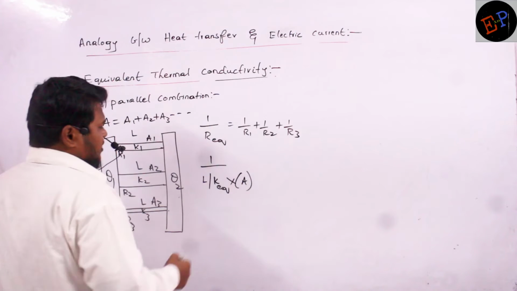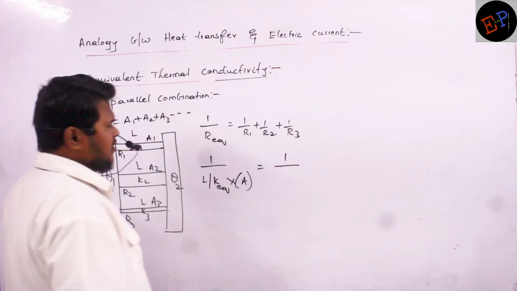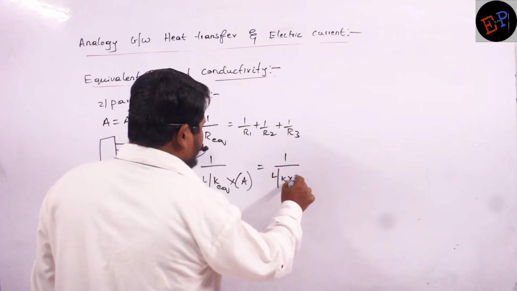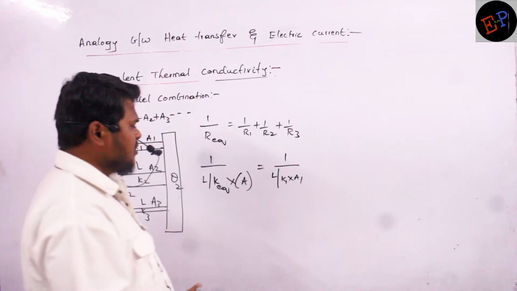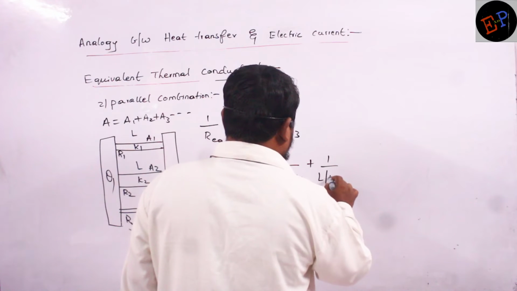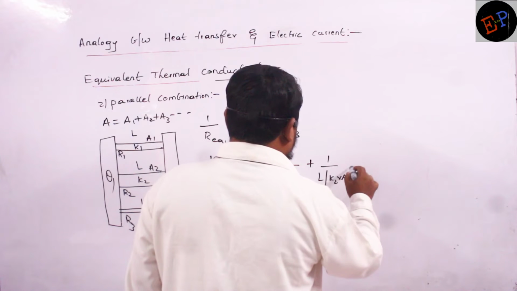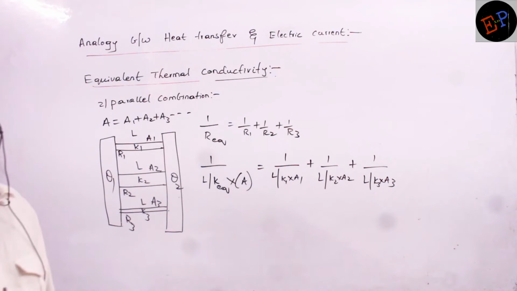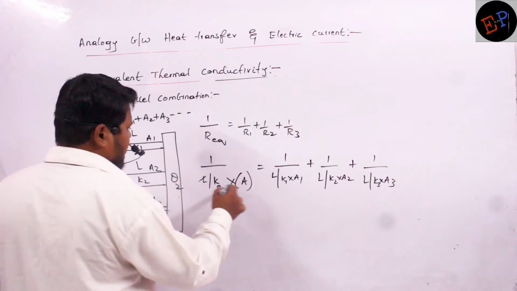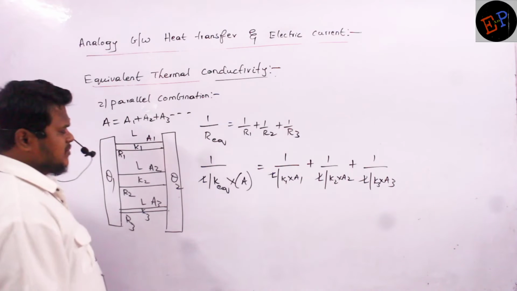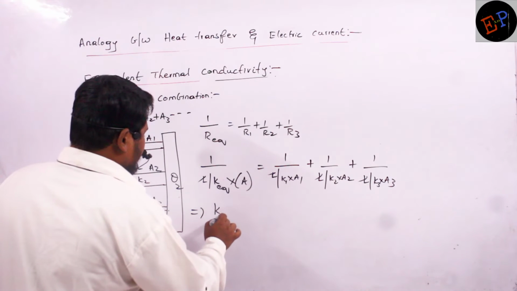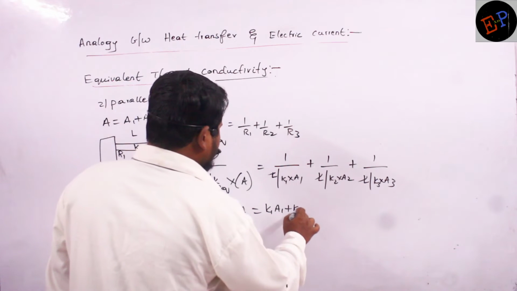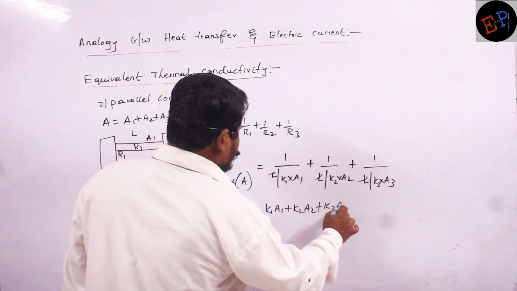Similarly, for the second one, 1 divided by R can be written as L by K into A. The length is the same, so the K value is K1 and the area of cross section is A1. Like this you write all of them. Plus 1 divided by L by K2 into A2, plus 1 divided by L by K3 into A3. Since the lengths are the same, you can cancel all the lengths. Therefore, the final answer I got is K equivalent into A is equal to K1 A1 plus K2 A2 plus K3 A3.